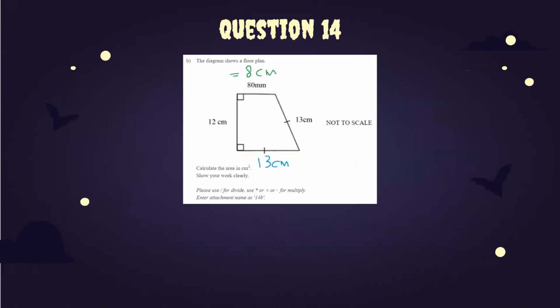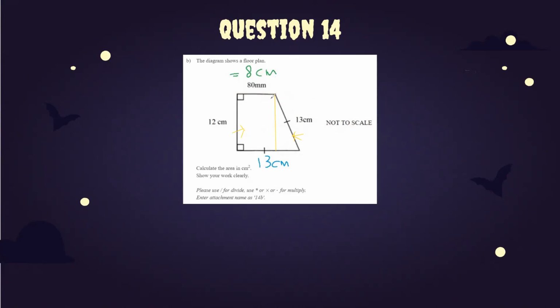And for B, the diagram shows a floor plan. So it wants us to calculate the area of this floor plan. When you divide this shape, there are actually two shapes in it. One is the triangle and one is the square. This one is the rectangle and one is the triangle.